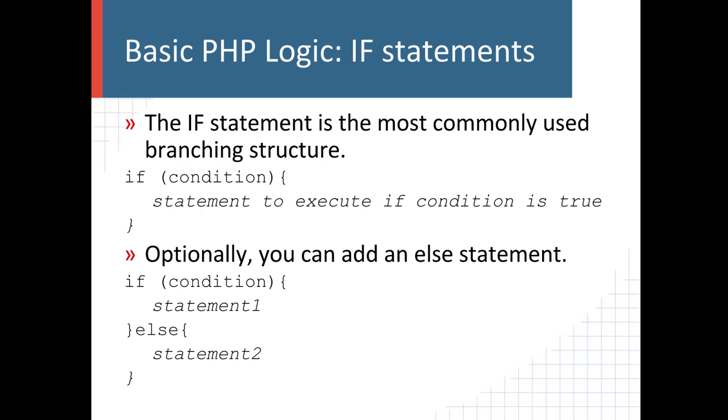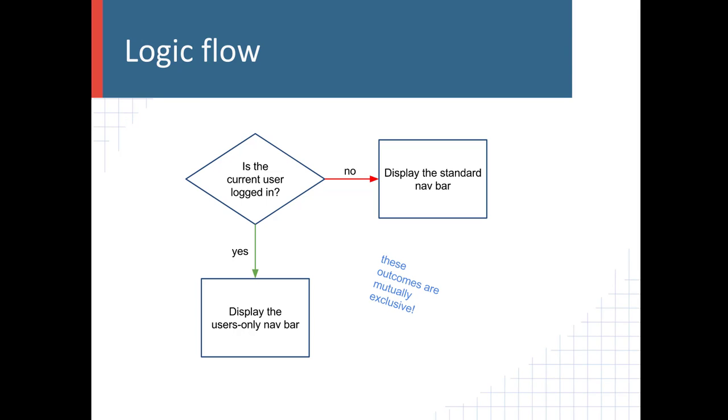The if statement is the most commonly used branching structure. So if the condition is true, then execute the code between the curly braces. Optionally, you can add an else statement. If this condition is true, do statement 1. Else, if the condition is false, do statement 2. So a lot of times you'll look at if-else statements as what are the possible conditions. In this case, it is pretty straightforward. The user is logged in or isn't.